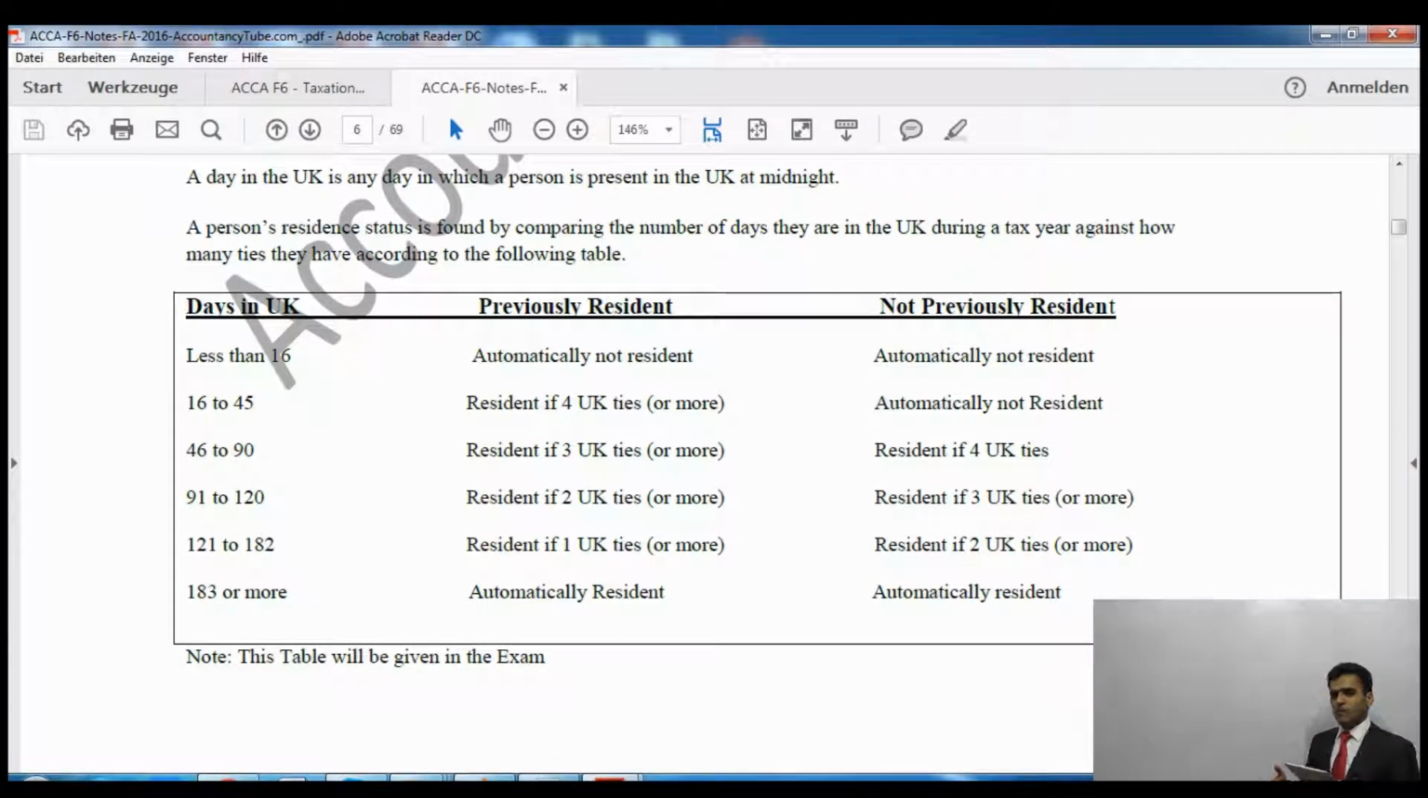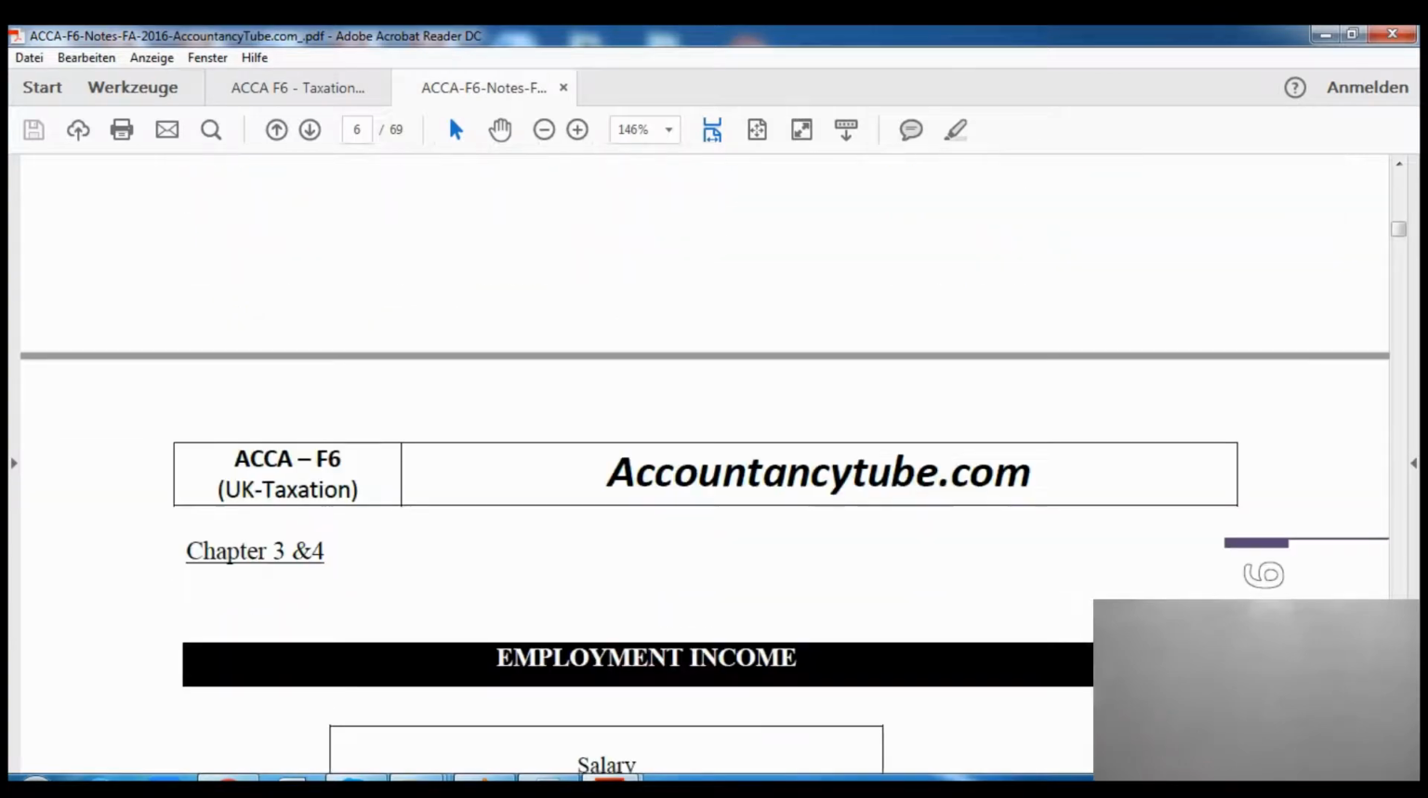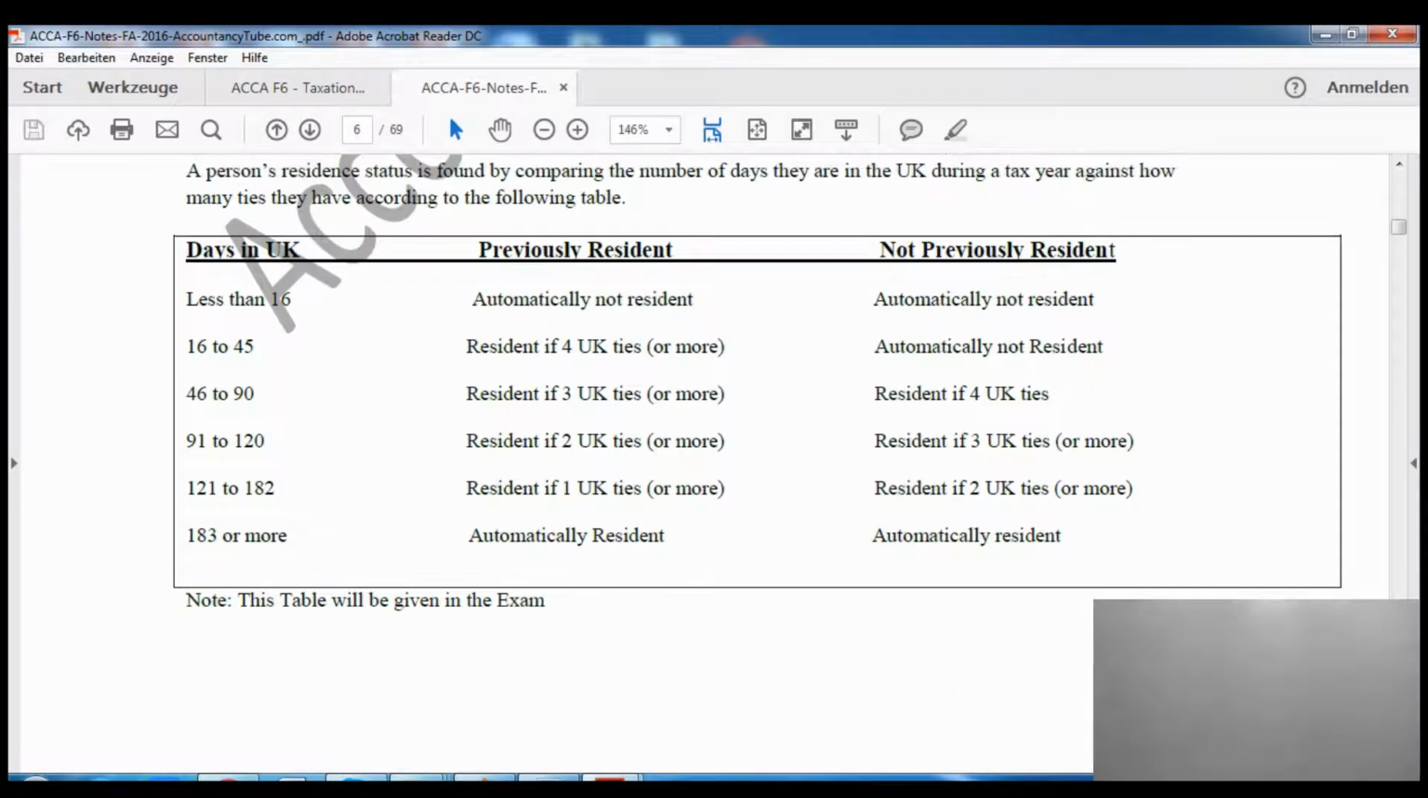Alright, no need to memorize this table. This will be given to you in the exam anyway. Even I don't remember this, so you don't need to memorize this table. Alright, this will be given to you in the exam. Now that is the end of our chapter. We have concluded our chapter on residence.